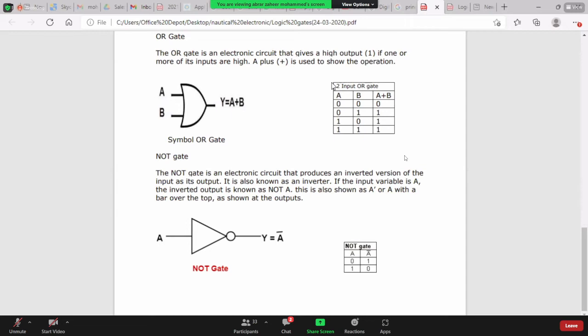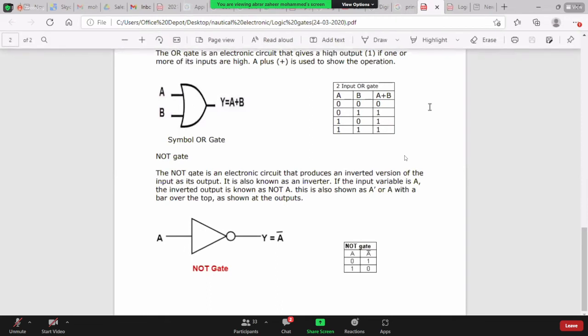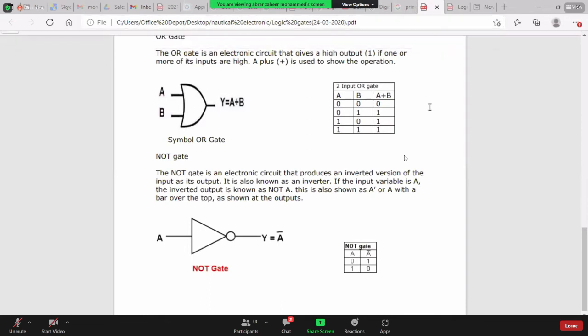So here we can see the symbol and the truth table for the NOT gate. If the input is A, the output is A bar. So if A is 0, then A bar is 1. And if A is 1, then A bar is 0. Okay. Here we can see the symbol and the truth table for the NOT gate.